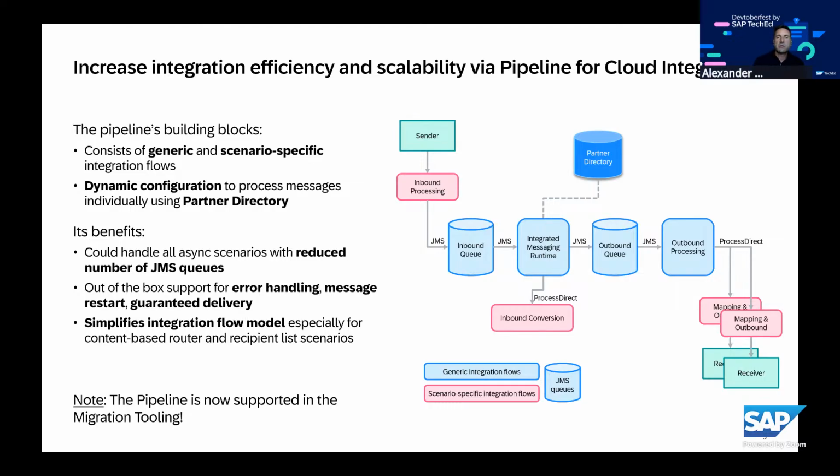And as you can see, it actually consists of a bunch of generic flows. Those are the blue ones, right? And queues, which are shared across different scenarios. And on the other side, scenario-specific flows that you need to create, or the migration tool can automatically create this for you, right? I can also show you later how this looks.